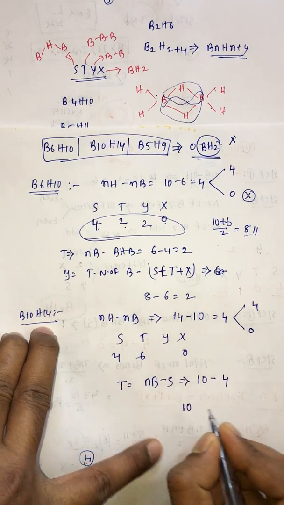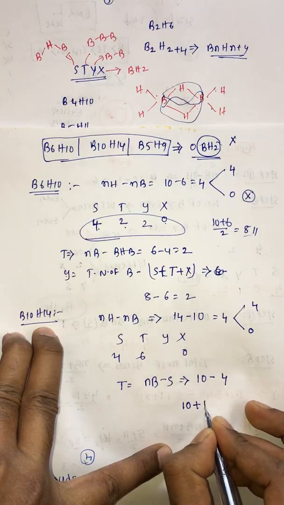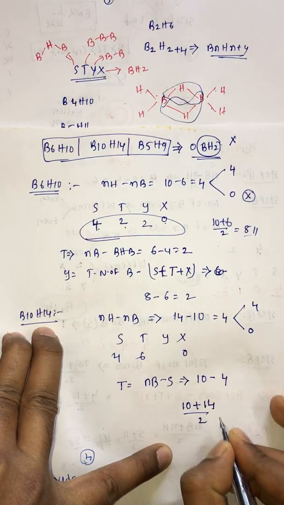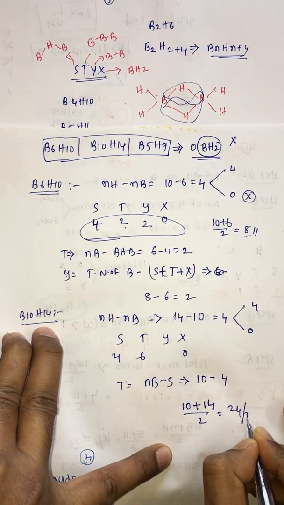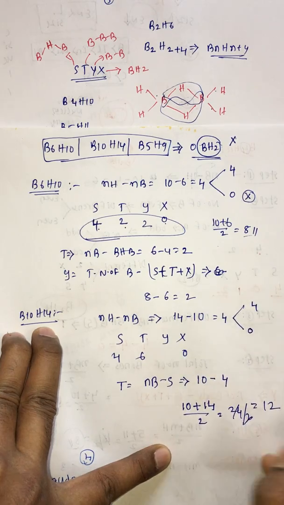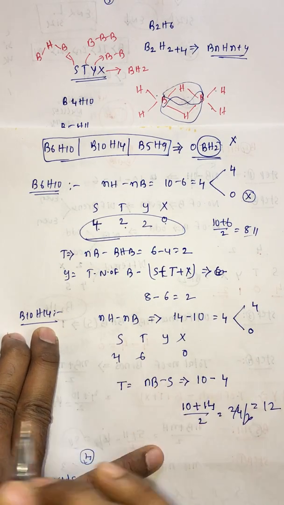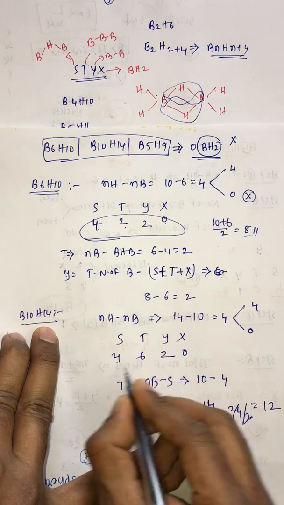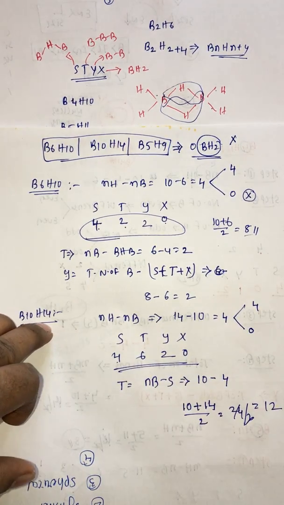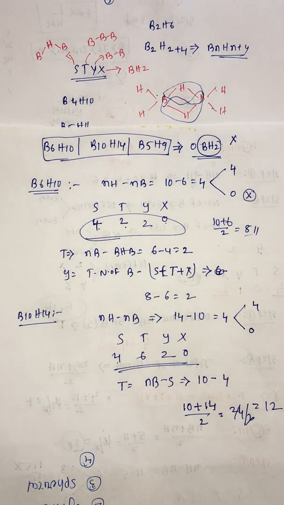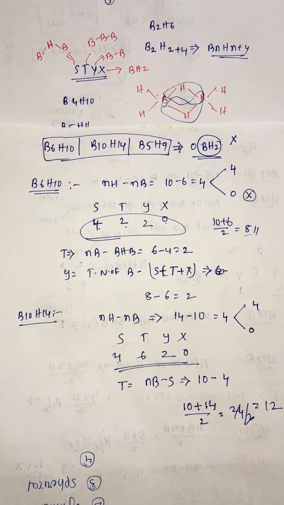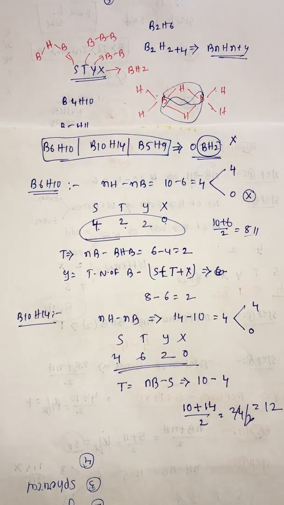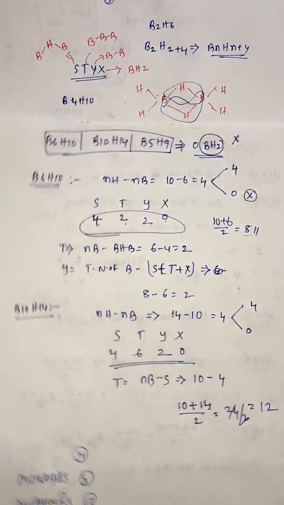And now we calculate the total number of bonds. The total number of bonds is the number of borons plus the number of hydrogens, by 2. So 24 by 2 comes out to be 12. Here, how many bonds are over? 10 bonds are over. So how many are left? 2. So this is the STYX number for B10H14.